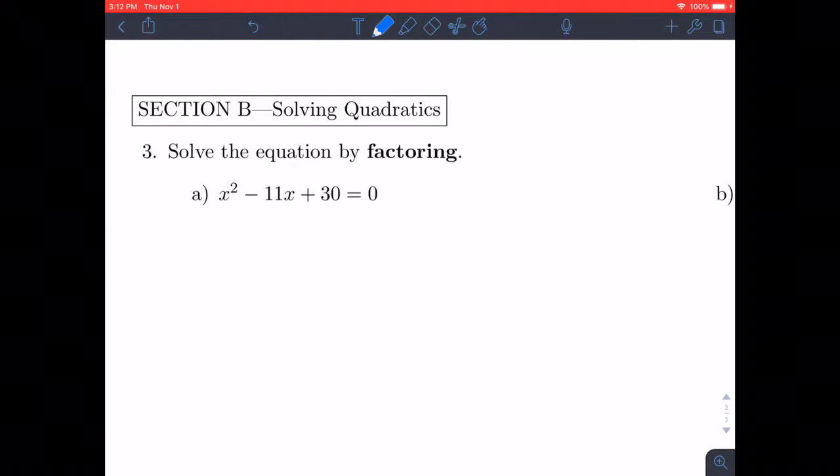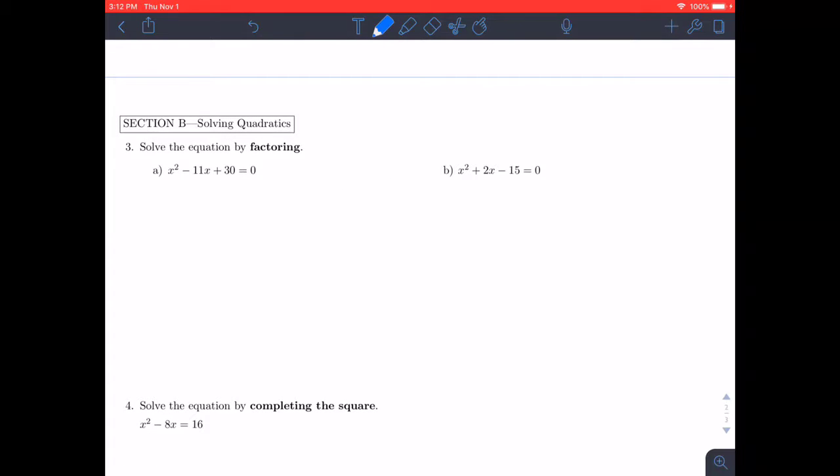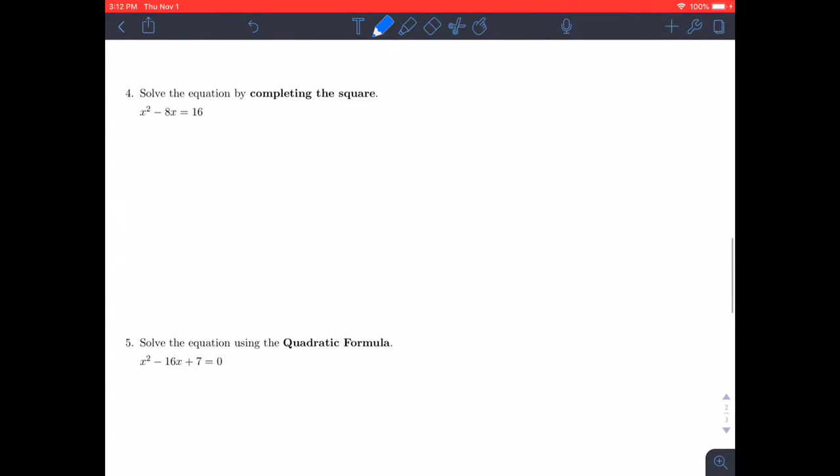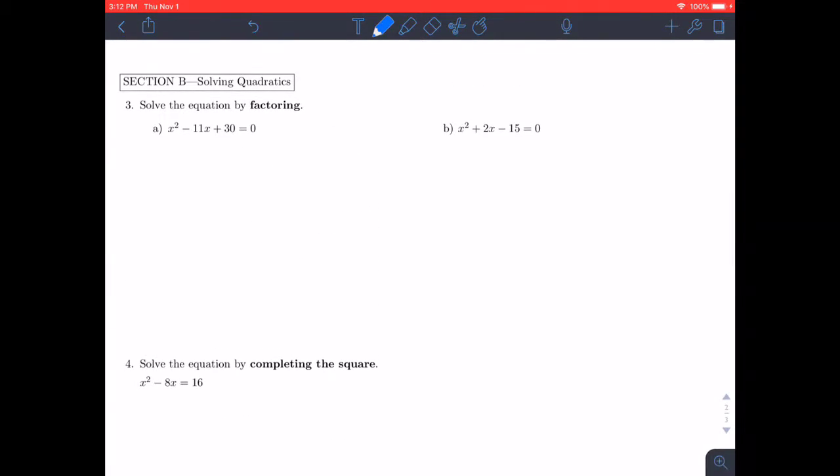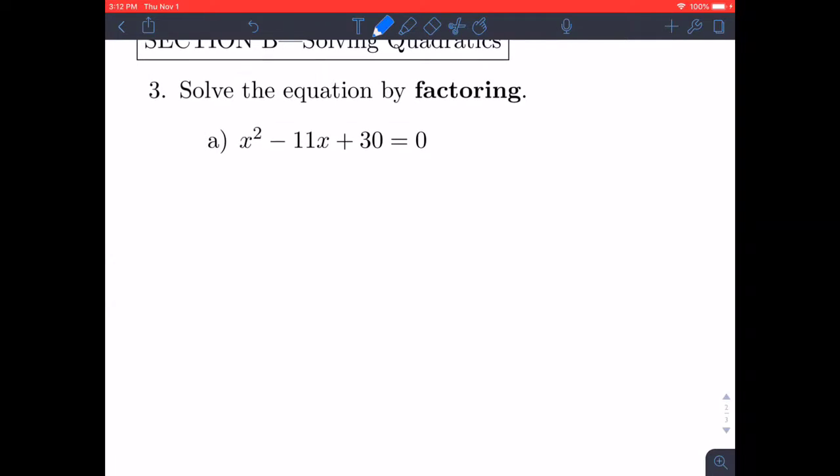Looking at section B of the practice test, this section is all solving quadratics. So we had 3 different ways that we could solve quadratics: by factoring, completing the square, and quadratic formula. So we'll look at the examples for each of those. Factoring is the most convenient and straightforward way, I think, for solving quadratics, but it only works if they factor.